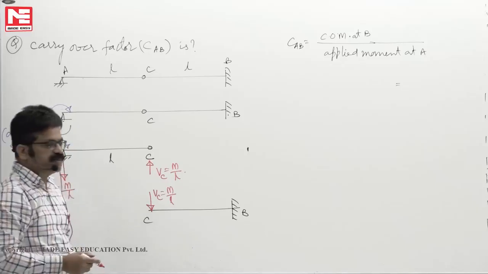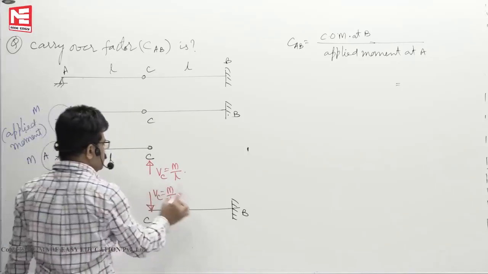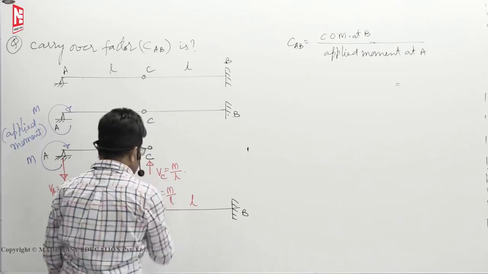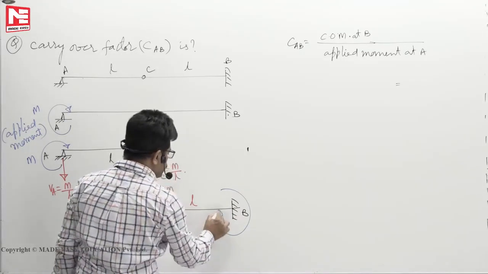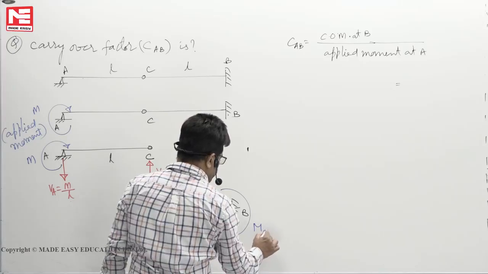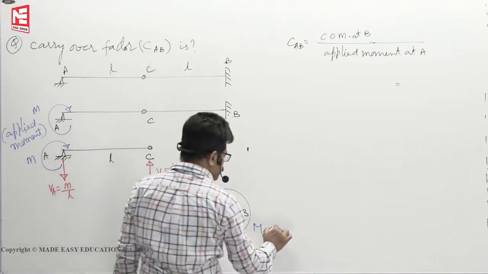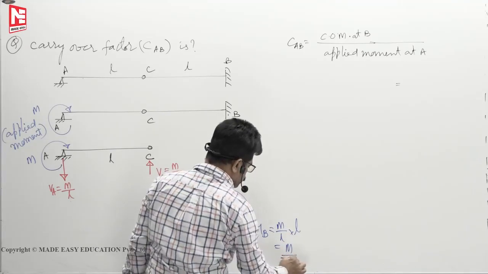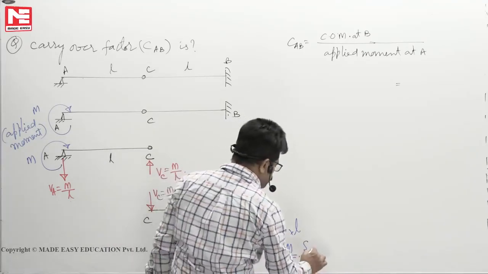The reaction is 0, meaning the external load is 0. Due to M by L, this length is L. How much moment will develop? This is anti-clockwise. To balance it, it should be clockwise, MB. So M by L into L, you will get M. Now this is the carryover moment.